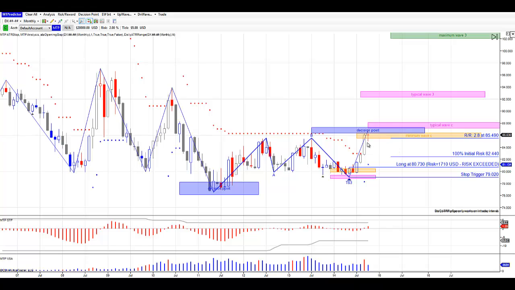So keep your eye on the dollar. I think if it gets above this level here, where the decision point is, the typical wave C, that will be a deflationary sign, and that may cause the Fed to launch a QE4 rather than be raising interest rates.